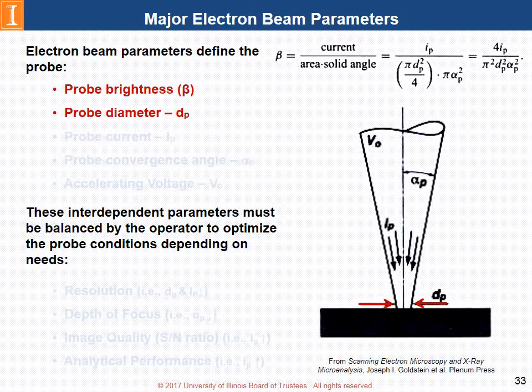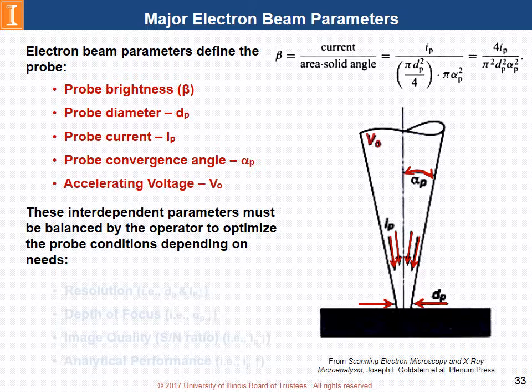Probe diameter dp defines the size of the probe when it hits the sample surface. Probe current IP defines the amount of electrons arriving at the sample surface per unit time. Probe convergence angle. This is also a very important parameter, and it will be discussed later in the presentation. Accelerating voltage determines the energy the electrons carry when they hit the sample surface. These four parameters can be controlled by the operator.